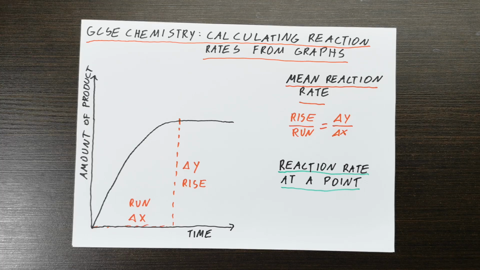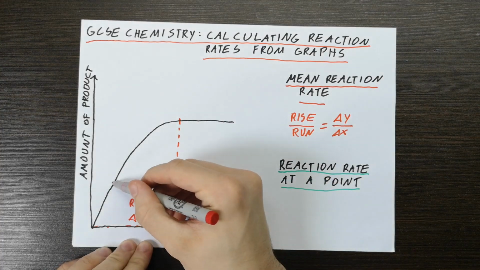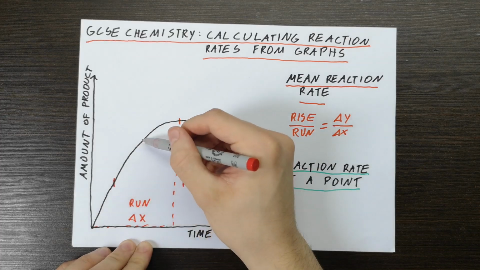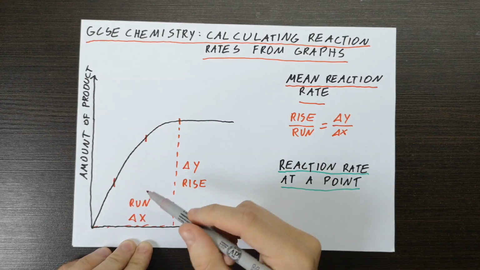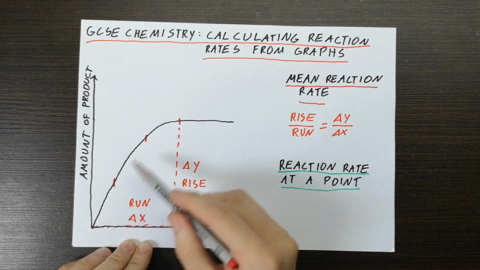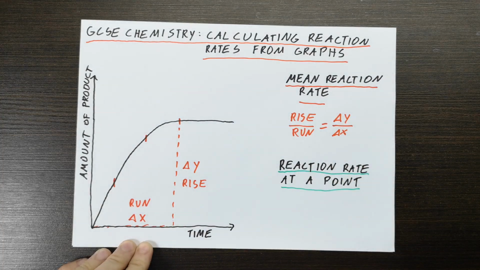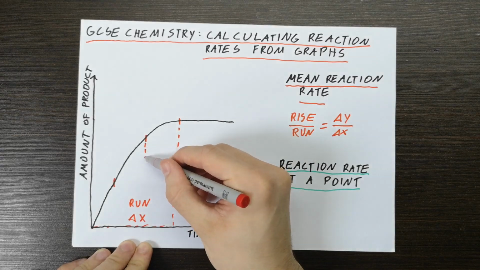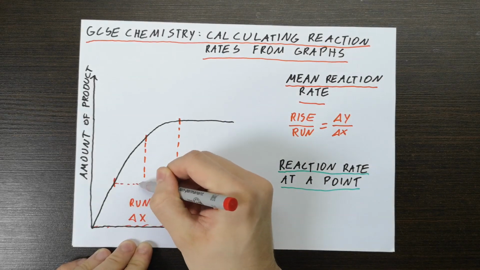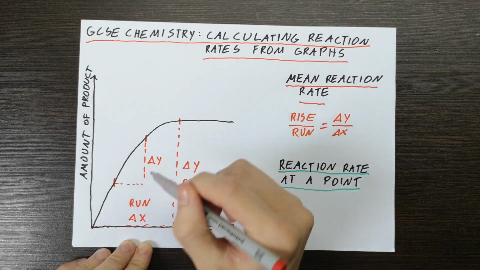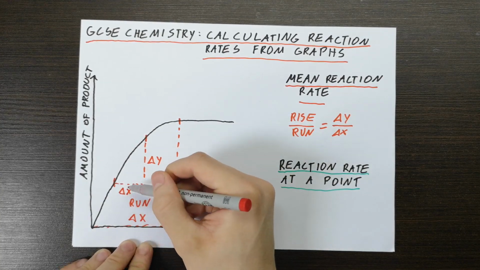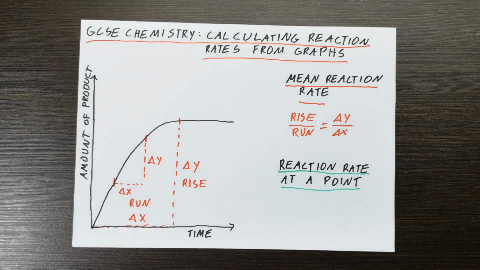Now, what if you didn't want a mean reaction rate of the entire reaction? What if you have specific points where you want to do the mean reaction rate? So what if we wanted, say, maybe here let's call it 20 seconds and here 50 seconds. So mean reaction rate between those two points. Well, in that case, the method is the same. You create this sort of a triangle and you do change in y divided by change in x. The core concept stays the same.